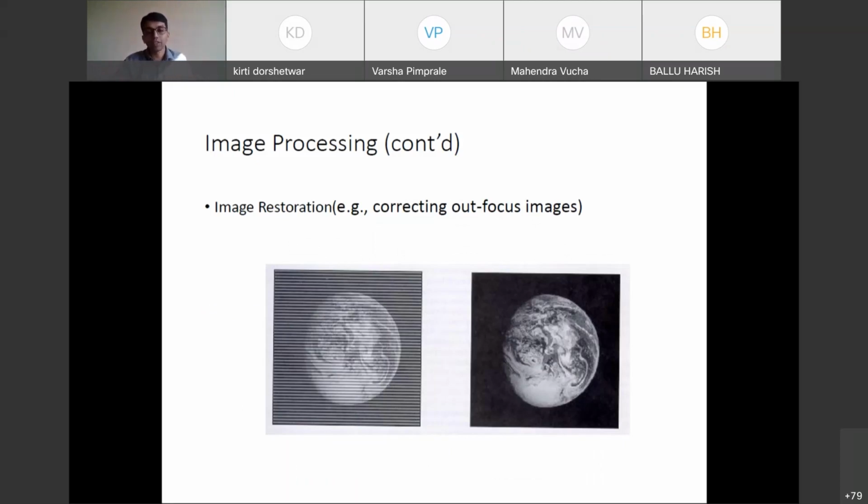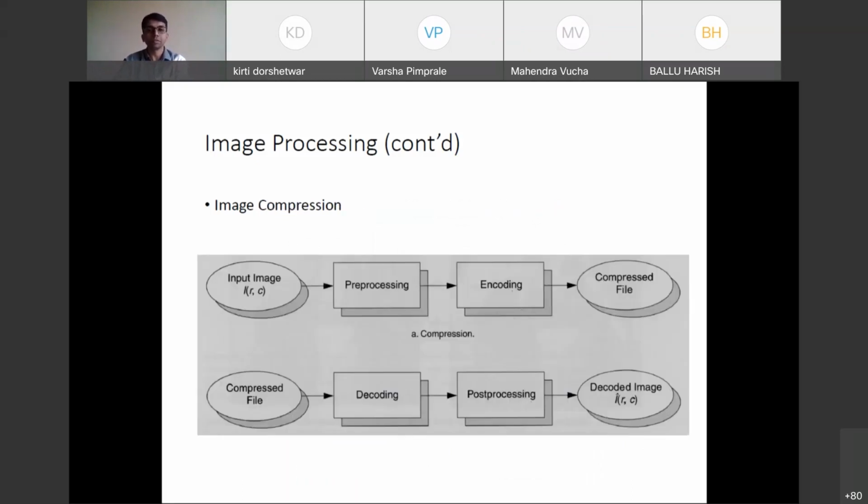So if you have a certain kind of image, you know that some information in between can be interpolated. The same thing can be done, as you can see in this photo, and a clear picture of earth can be seen. So this is image restoration, or we can also call it correcting out of focus images.